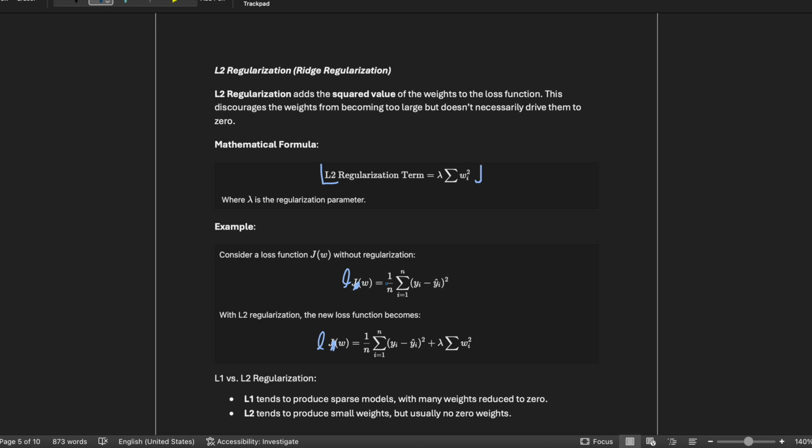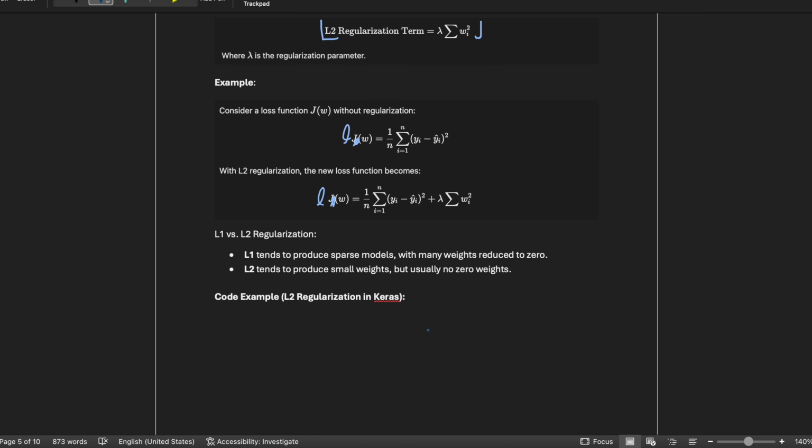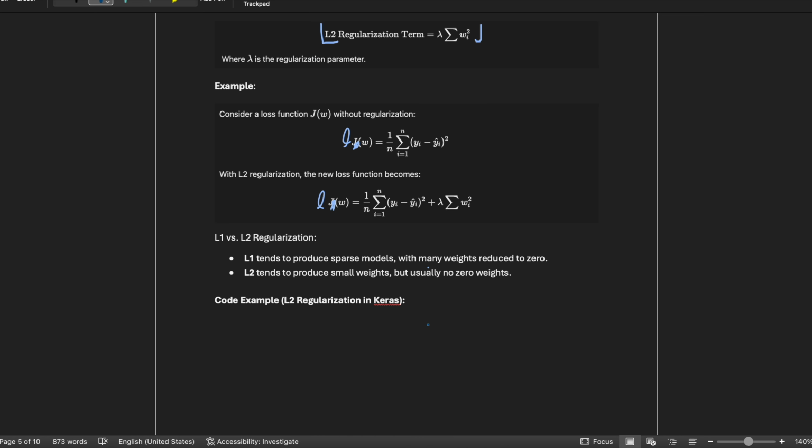So this is our loss without regularization, and this is with L2 regularization, a new loss function. So this is our new loss function with the L2 regularization. So what will happen if we just try to differentiate this?